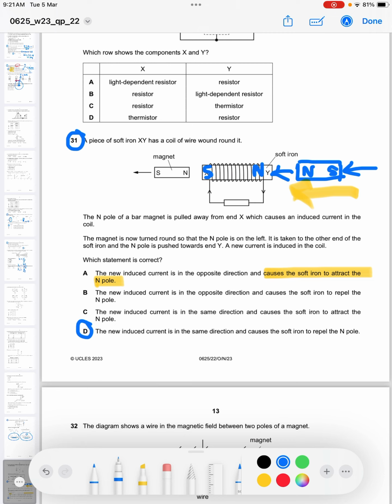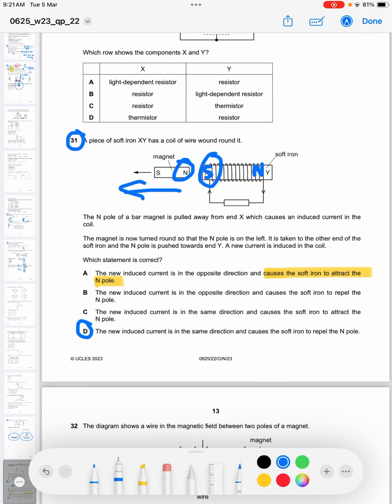So we want to see what was happening originally. Which side was south and which side was north. Now, when we are moving this away, this north was being moved away. So this side had to be south, so as to attract the north so that it doesn't move away, to oppose the movement, which is according to Lenz's law.